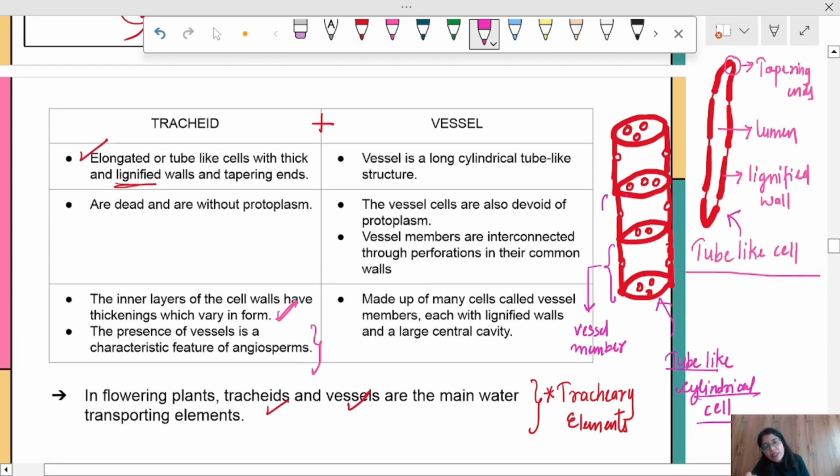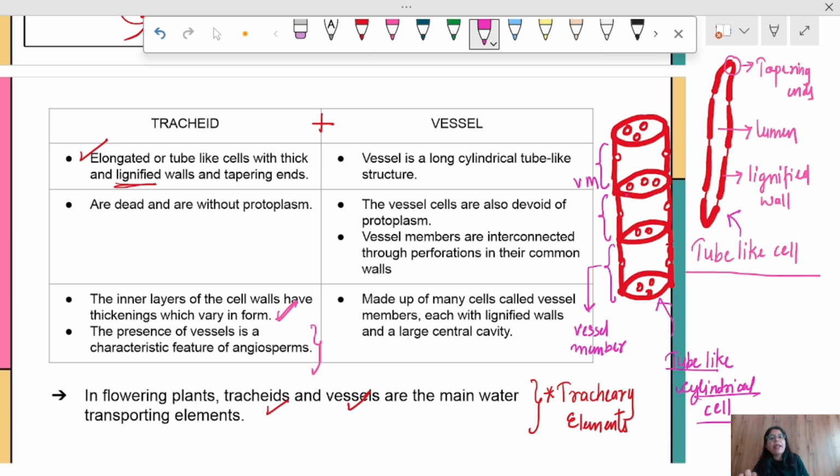Okay, this vessel member, this vessel member, together all these vessel members, I am writing VM. All these vessel members together, they form what? They form vessel. So can I say vessel is made up of multiple cells but trachea is made up of one single cell? Yes, right? Vessel is a long cylindrical tube-like structure. The vessel cells also are dead. They don't have any kind of protoplasm. They only have lignin containing cell walls and no protoplasm at all.